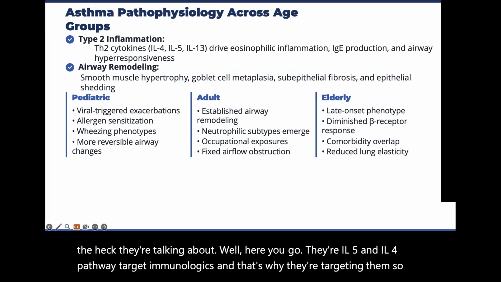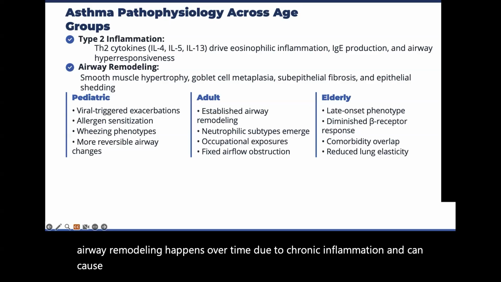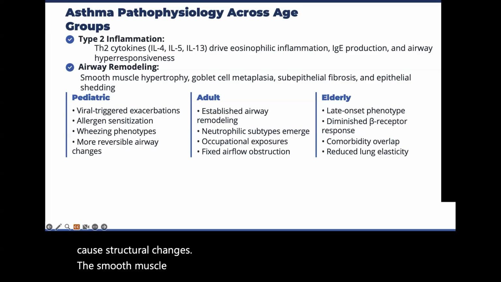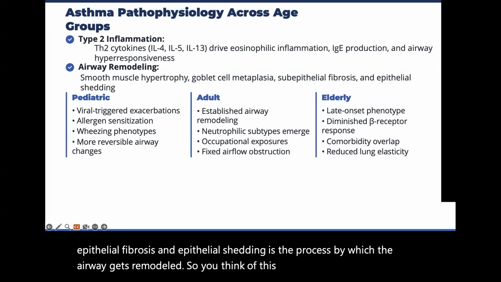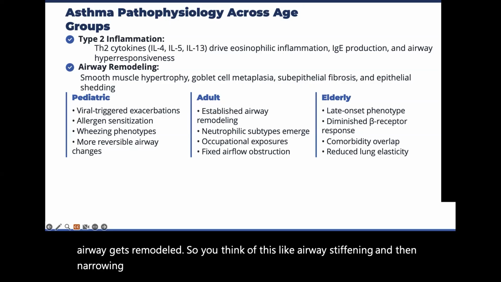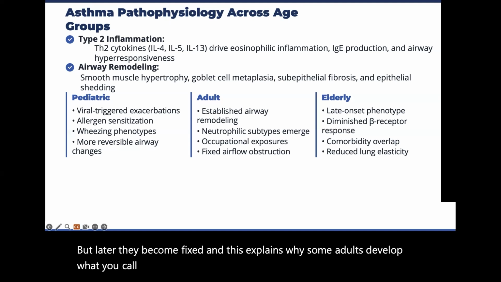So airway remodeling happens over time due to chronic inflammation and can cause structural changes: the smooth muscle hypertrophy, the goblet cell metaplasia, and the subepithelial fibrosis and epithelial shedding is the process by which the airway gets remodeled. So you think of this like airway stiffening and then narrowing in response to repeated injury. Early on, these changes are reversible, but later they become fixed.